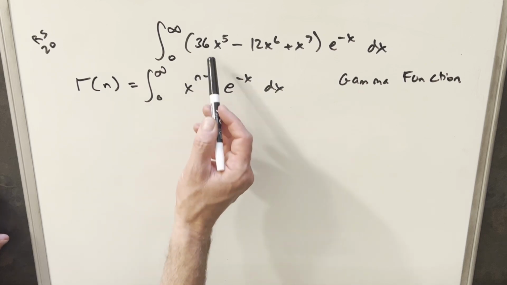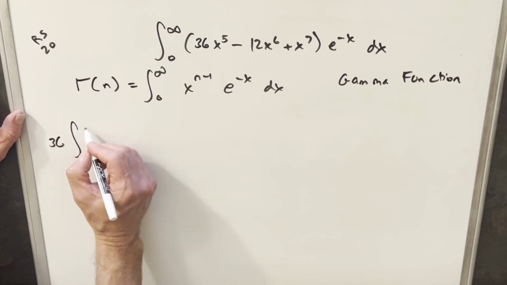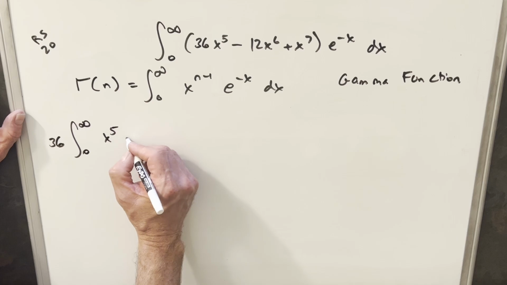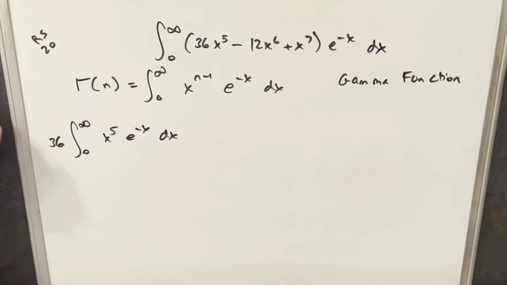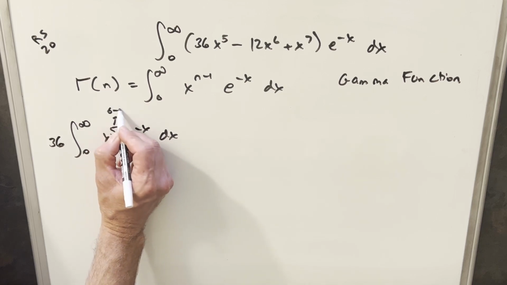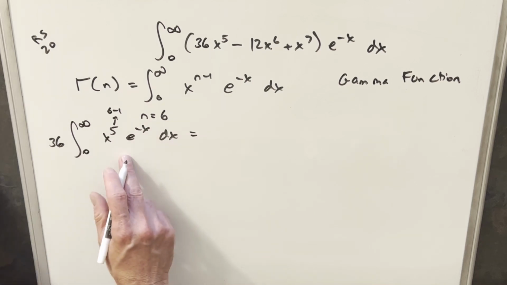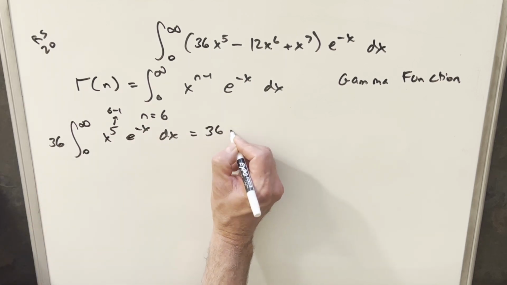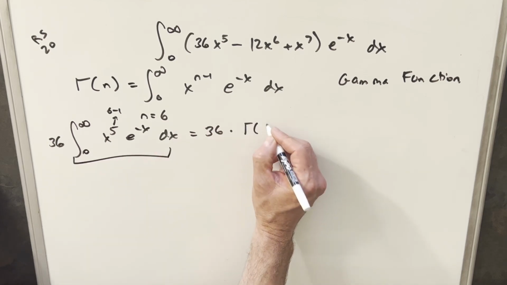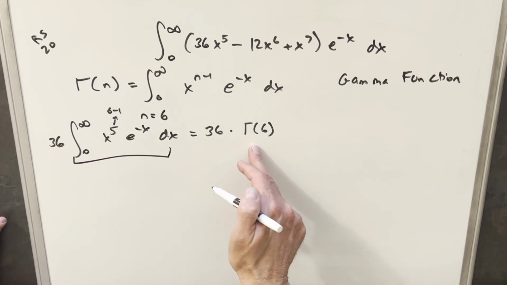So let's just start with the first one, our 36x to the 5th. I'll bring my 36 out front. We're going from 0 to infinity, we're going to have just x to the 5th, e to the minus x dx. Now for this n minus 1 form, if I write this 5 as 6 minus 1, then our n value is going to be 6. So for this first integral, we'll take the 36 up front, multiply by it. But then the integral part will be gamma of n, and in this case n is 6, so we're looking for gamma of 6. We'll come back and calculate this in a minute, but let's go on to the next integral for now.